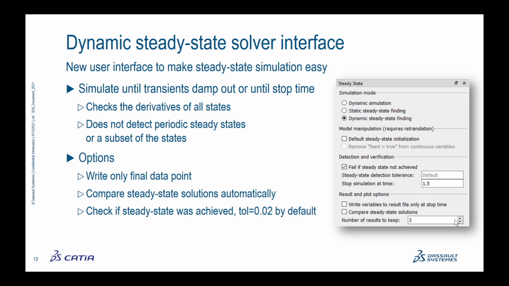The other flavor is dynamic steady state solving, in which case we just simulate the model until steady state is achieved. It automatically checks the derivatives of all states. But it has the limitation that it does not detect periodic steady states or a subset of states which have reached steady state. With the options, you can decide only to write the final data point. Again, you can compare the steady state solutions, and also you can set the tolerance for checking the steady state.